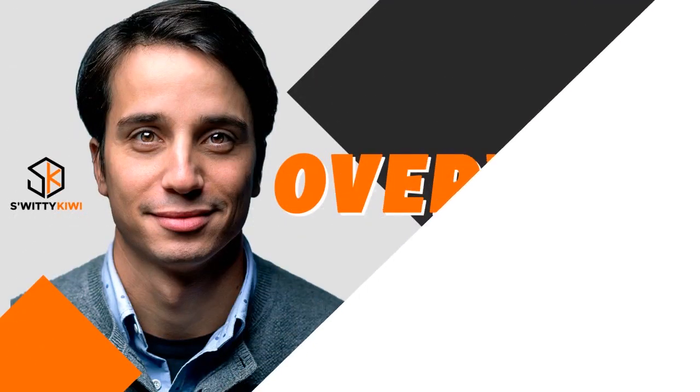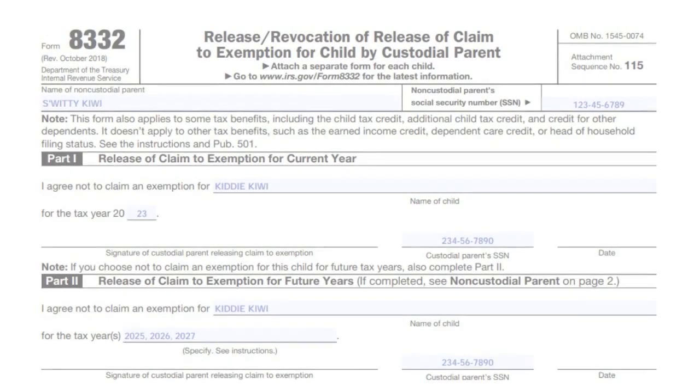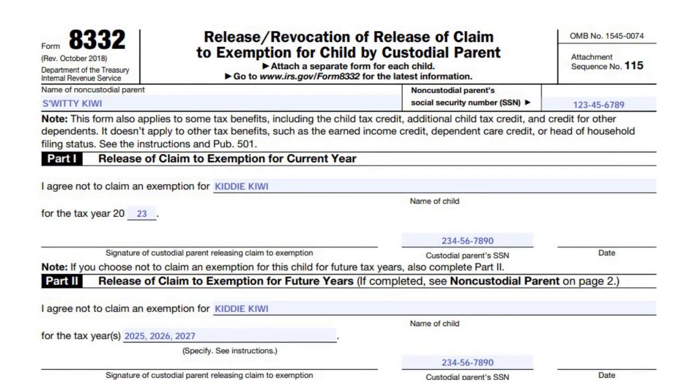I want to give you the overview of Form 8332 here, as you can see on the screen. We are speaking here about the release, revocation of a release of claim to exemption for child by custodial parents. What you want to do here is put your first name, last name, and then the non-custodial parent's social security number. It's really important to be really clear here.